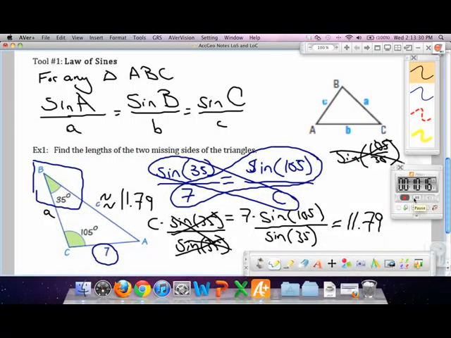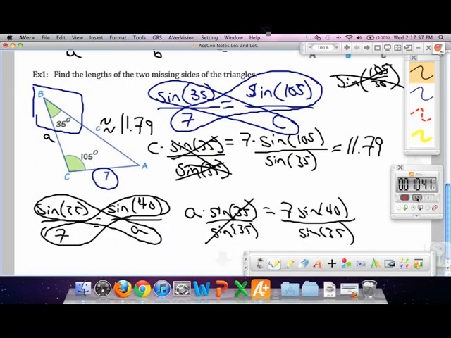On your own, use this same process, set up a proportion and solve that proportion to find the length of side A. Use this diagram. You may need to figure out what the angle measure for angle A is before you go any farther. Hopefully you got this proportion solved, and you should get A is approximately 7.84.